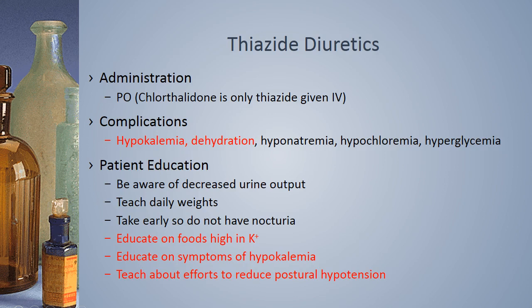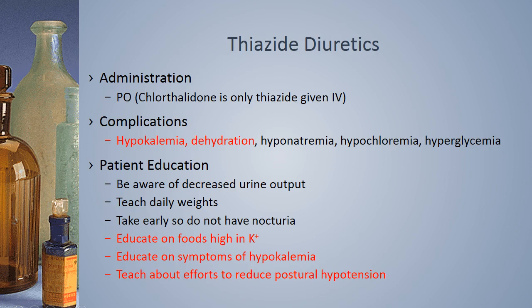The administration is PO. With thiazides, the only one given IV is the chlorthalidone. Your complications are going to be low potassium and dehydration, those are your big ones. And you're going to have hyponatremia, hypochloremia, and hyperglycemia as well. Again, your patient education is pretty much the same as a loop diuretic.